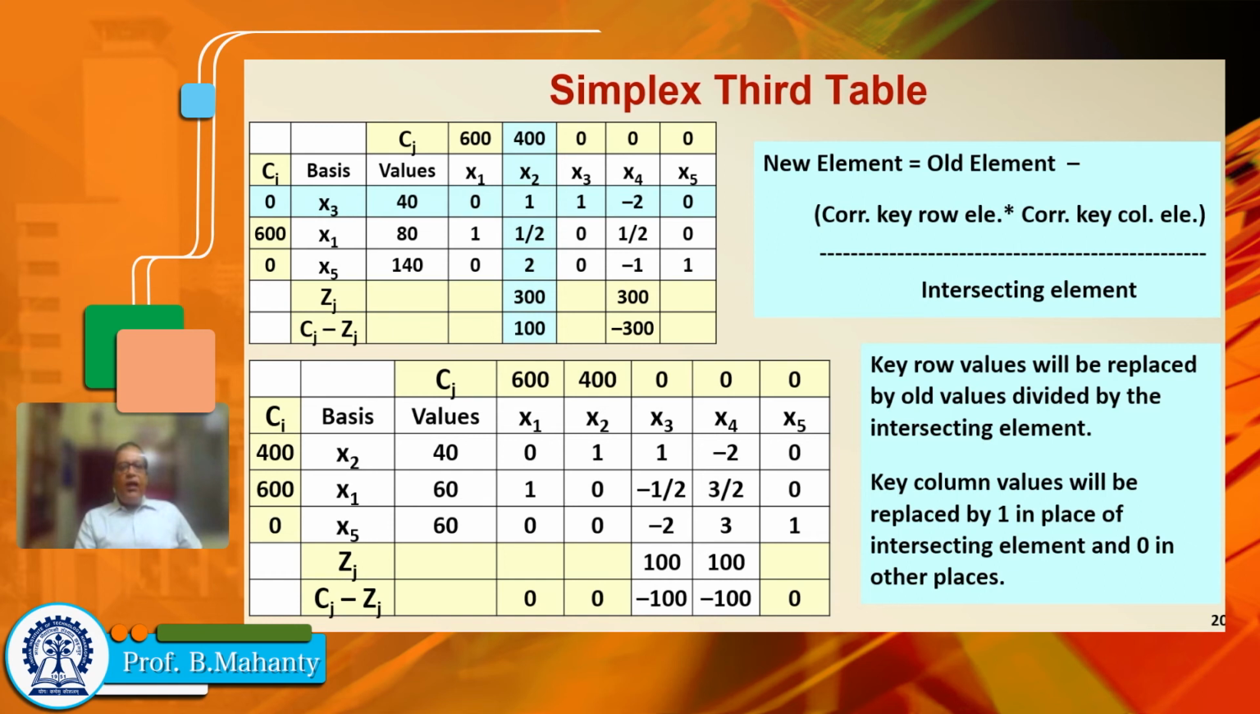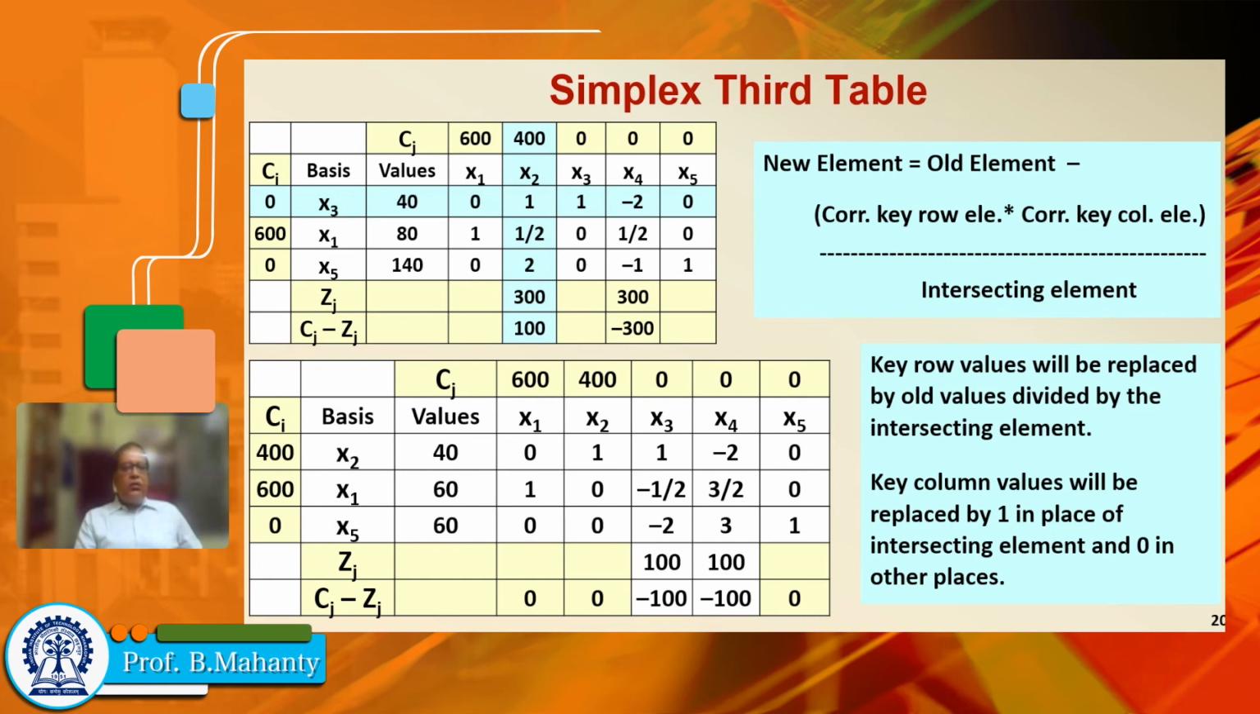How much will this half become? This half will become half minus half into minus 2 by 1. So half into minus 2 is 1, and minus of minus is plus. So that means half plus 1, it is 3 by 2. And how will this minus 1 become? This minus 1 plus minus 2 into minus 2 by 1. That means minus 1 plus 4. So this will become 3. Is it all right? So that is how we would get the new set of values.